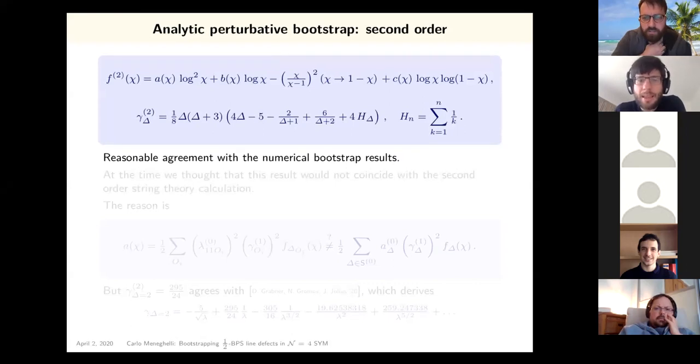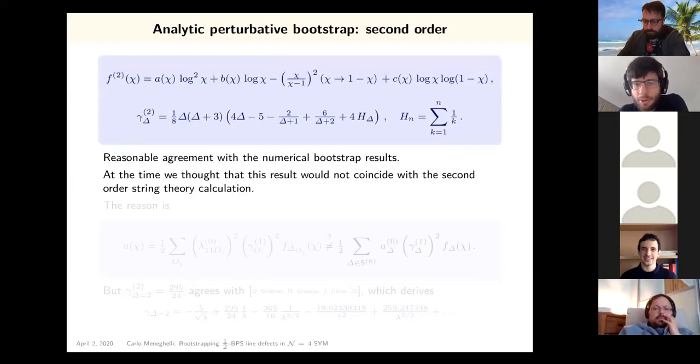But when we wrote the paper, delta is an integer. It's a funny notation. Yeah, it's the initial condition. So delta is an integer, an even integer: 2, 4, 6, 8. But at the time, we thought this result did not coincide with string theory. So we just put it there, as an interesting perturbative solution, but we thought this was not going to coincide with string theory.